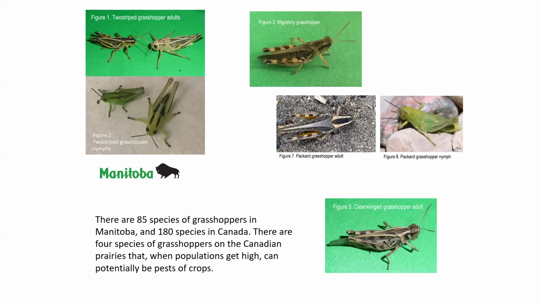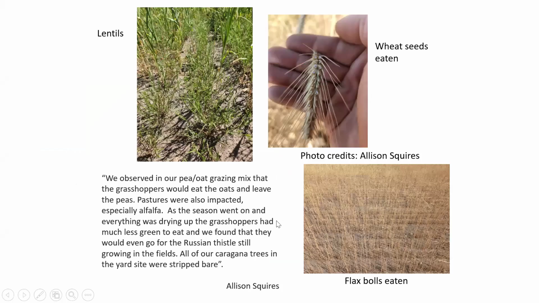Now I want to turn to Manitoba, where grasshoppers are a constant in our agroecosystem. Of the 85 species, really only 3 are potential pests, so you need to know which ones there are. But when we have long droughts and the grasshopper population builds up, they are absolutely devastating.